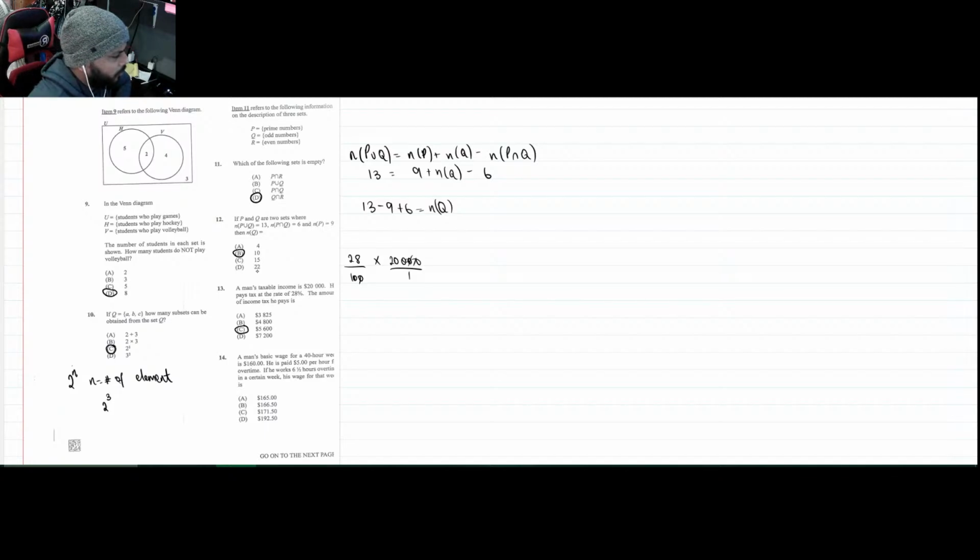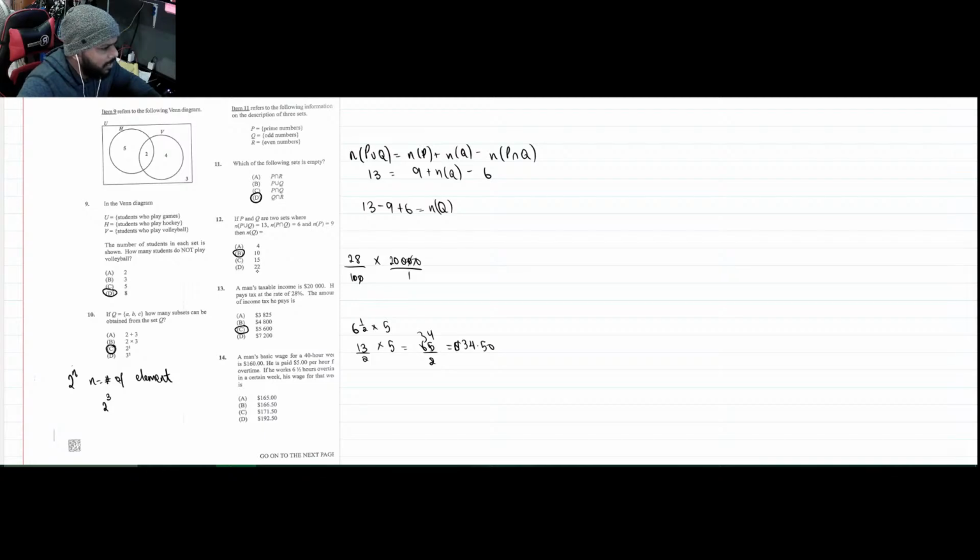A man's basic wage for a 40-hour week is $160. He is paid $5 per hour for overtime. If he works 6.5 hours overtime in a certain week, his wage, so we just have to multiply 6.5 by 5. If you want to convert it to a decimal, you could go ahead and do so. Improper fractions could work just as well. So it's 13 over 2 multiplied by 5. 13 by 5 is 65 over 2. This could be $32.50 overtime.